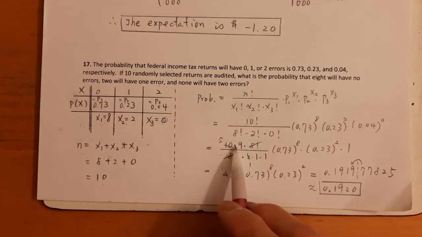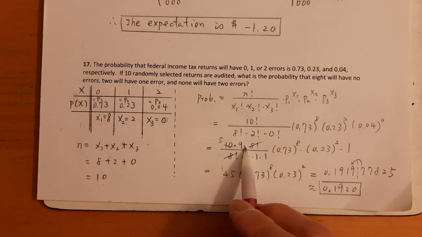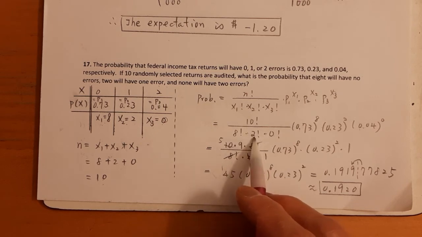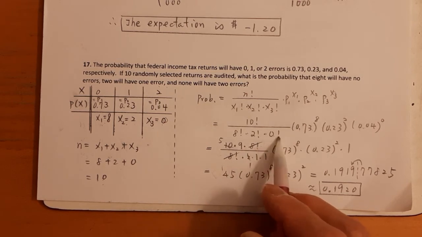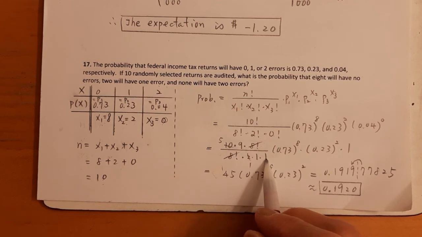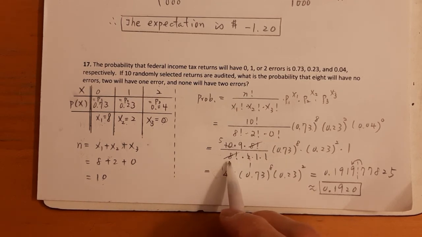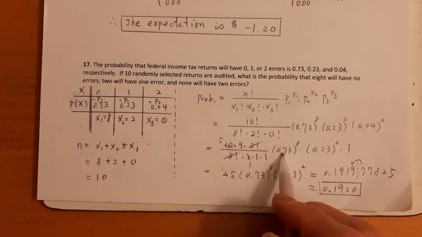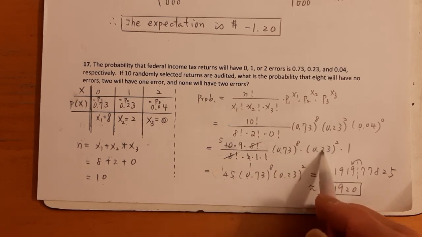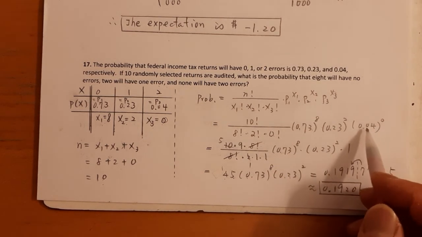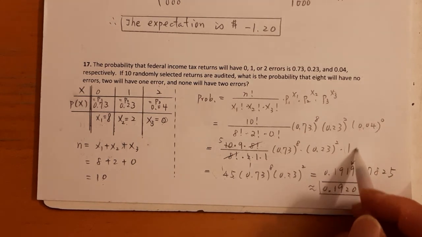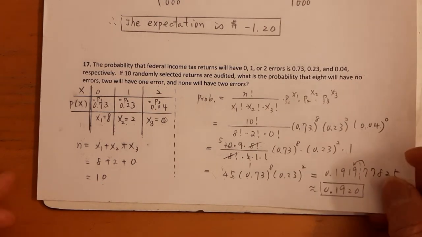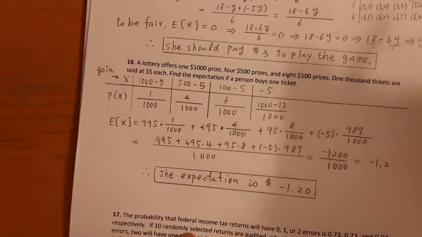10 factorial is 10 times 9 times 8 factorial. Cancel with denominator 8 factorial. 2 factorial is 2 times 1. 0 factorial always equals 1. So then 10 divided by 2 is 5. So 5 times 9 is 45. Times 0.73 to the power 8 times 0.23 squared. And this is 0.04 to the power 0 is 1. So use the calculator to figure out 0.1920. This we call multinomial distribution.